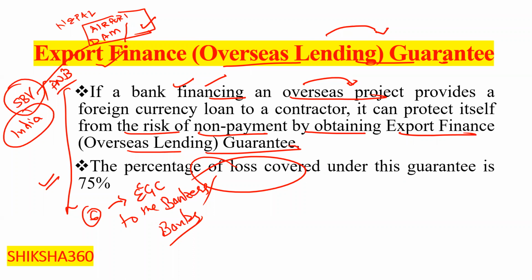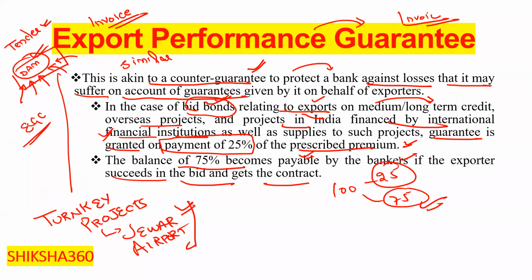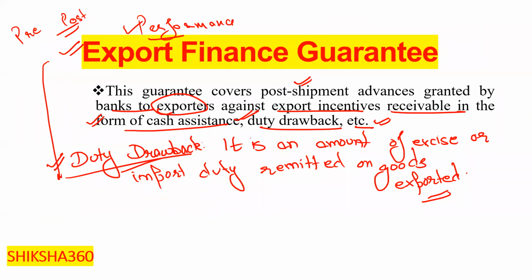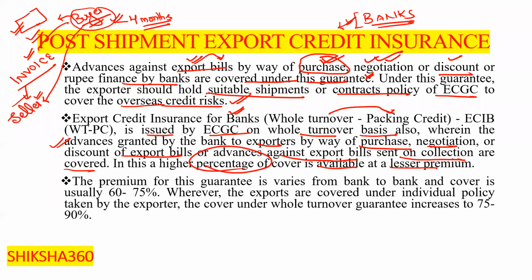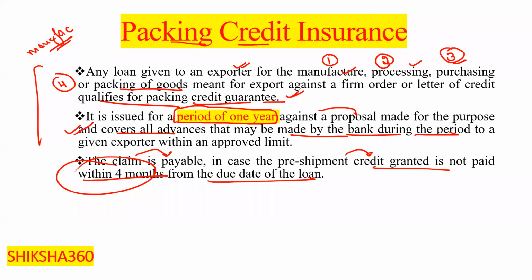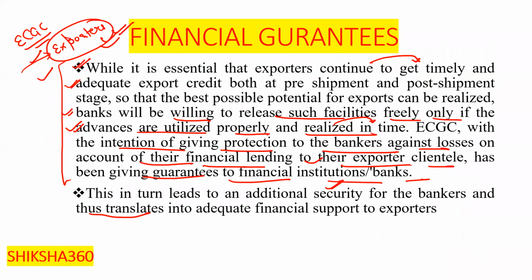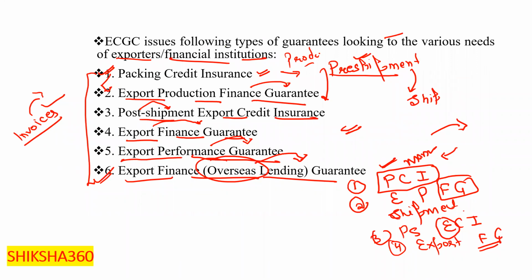Last one here is the export finance overseas lending guarantee, and before that we discussed the export performance guarantee, which depends upon performance, whether we get the bid, whether we will get the order or not. And export finance guarantee, post shipment export credit insurance, export production finance guarantee, and the packing credit insurance. So these are the 6 guarantees which are given to the banks or financial institutions.